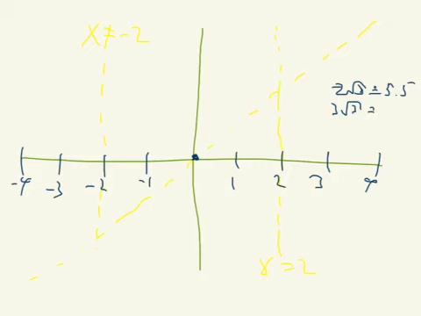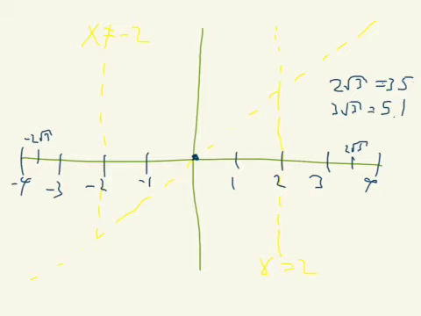Wait a second. This is wrong. 2 square root of 3 would be about 3.5. 3 square root of 3, about 5.1 or something like that. Okay, so if I need to go over, 2 square root of 3 is going to be around here, and around here is negative 2 square root of 3.